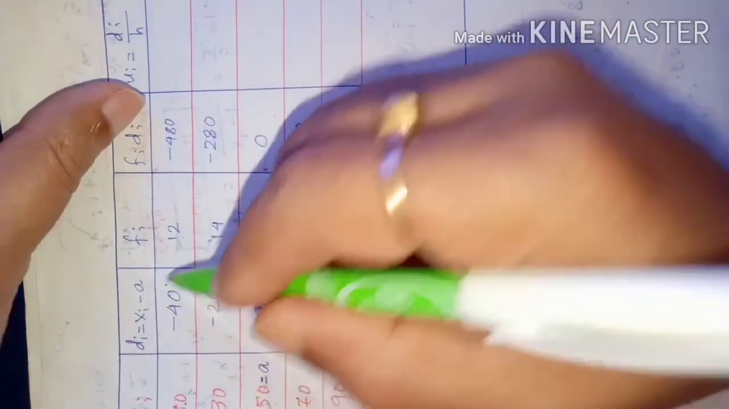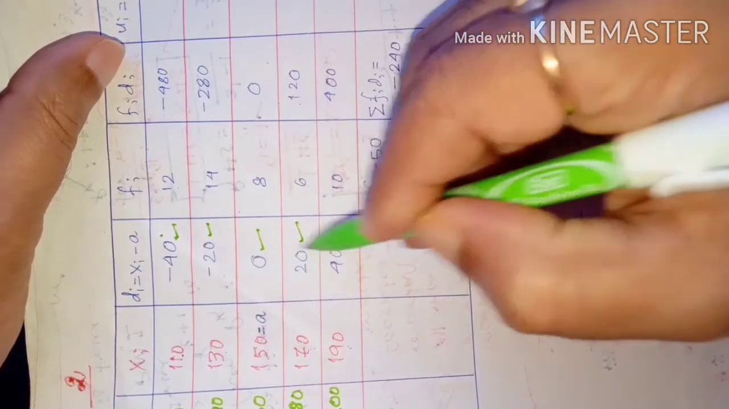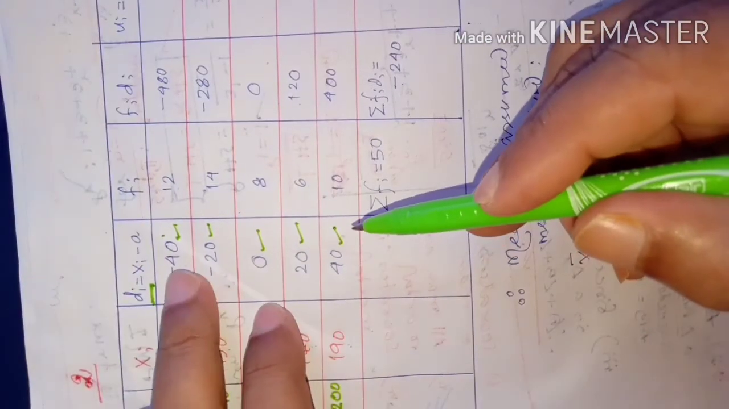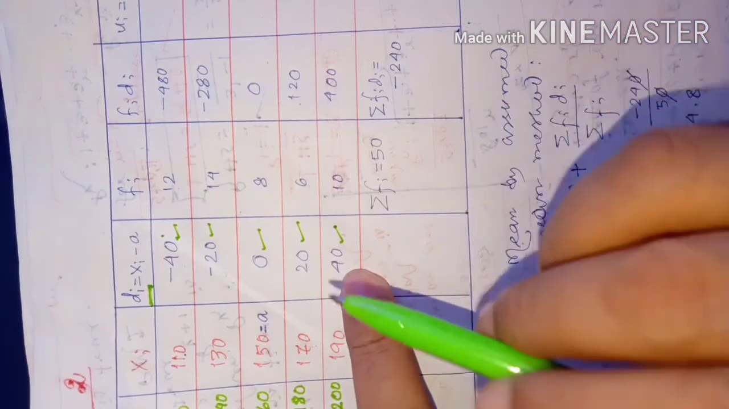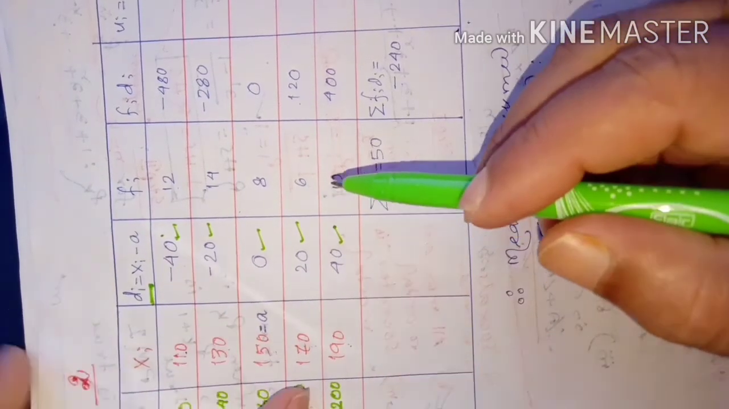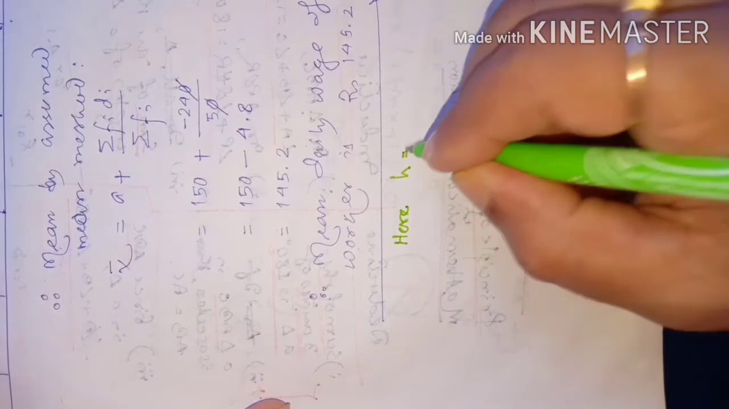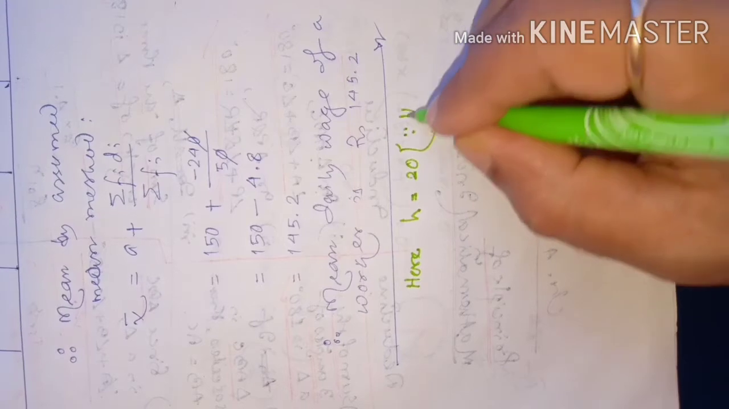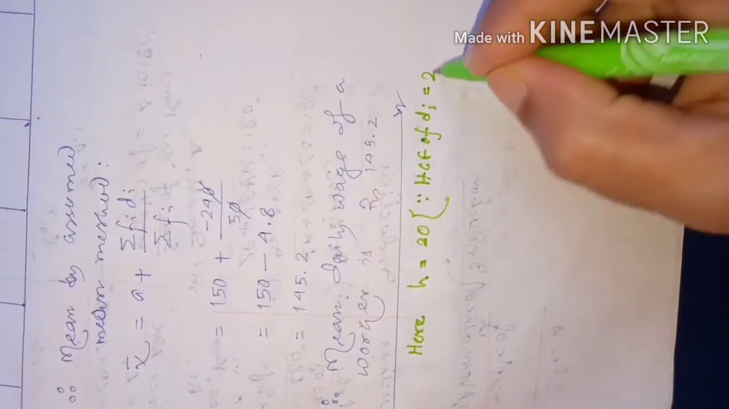Here you just see this: 40, 20, 0, 20, 40. All these are the values of di. So they are all divisible by what? 20. See, 20 twos are 40, 20 ones are 20, 20 twos are 40. So 20 is the HCF of all these numbers. So we will write that h is equal to 20. This is another method, okay? Here h is equal to 20, that is, in bracket, the highest common factor of di values, that is 20.